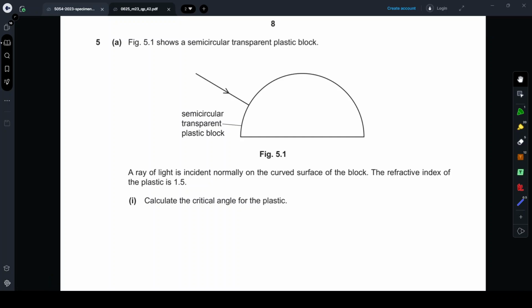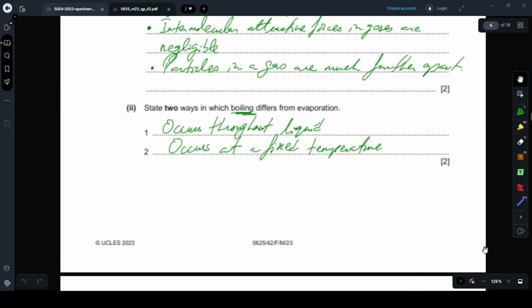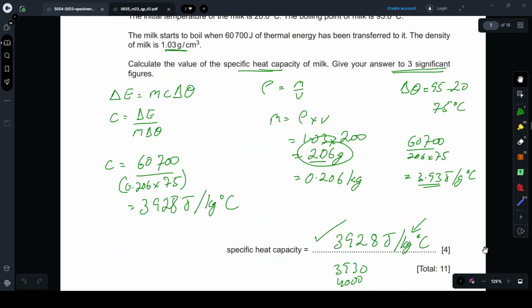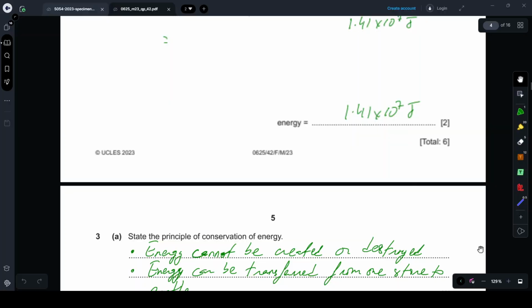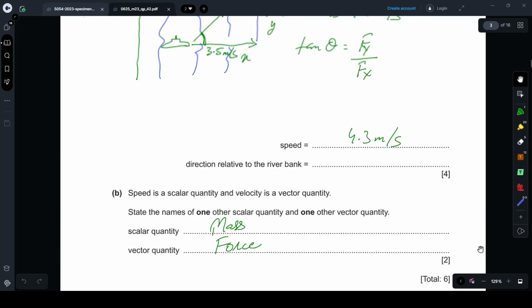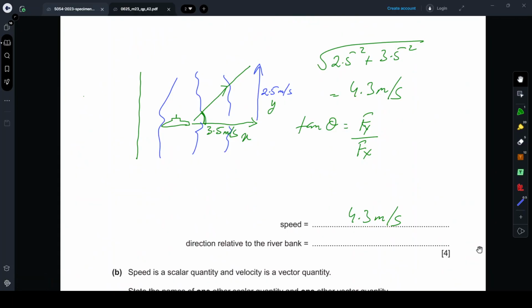Bismillah ar-Rahman ar-Rahim. So today we are continuing with the 0625 March 2023 paper 42. And just as we begin, I'm going to go back a few questions to this one. We actually left this because there was a slight confusion, and the confusion was to get the direction relative to the riverbank.